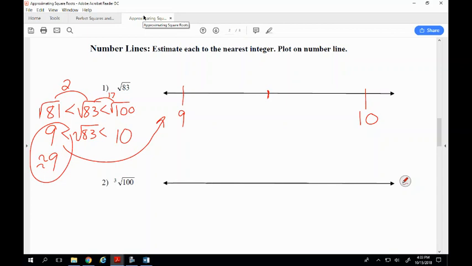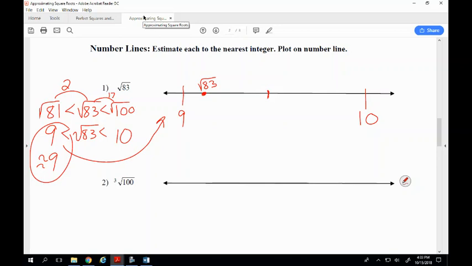And all you have to do to get this correct is place the number on the correct side of the middle. So if our number is closer to 9, we just need to put our point somewhere over here on the left side between 9 and 9.5. And that's it. All right, moving on to number 2.